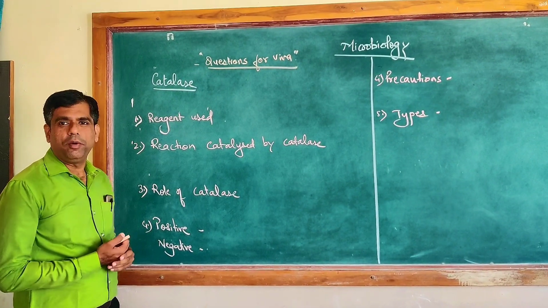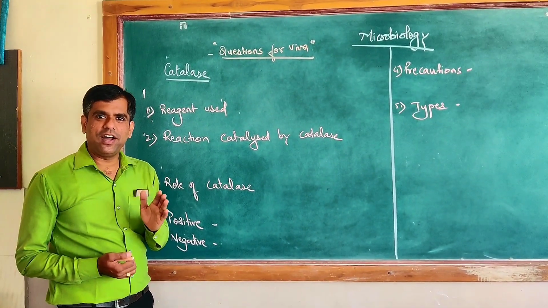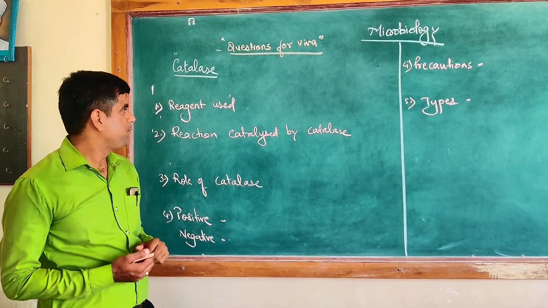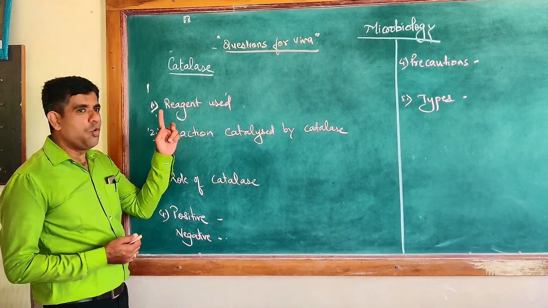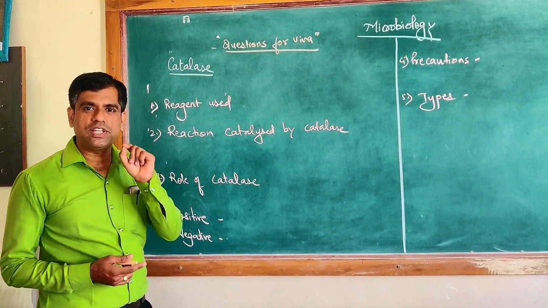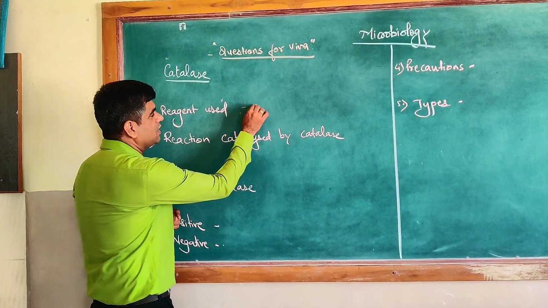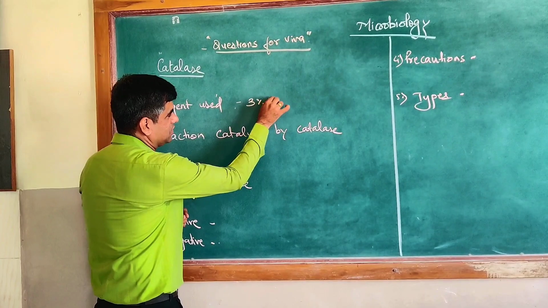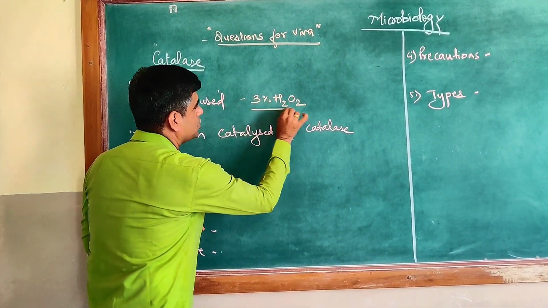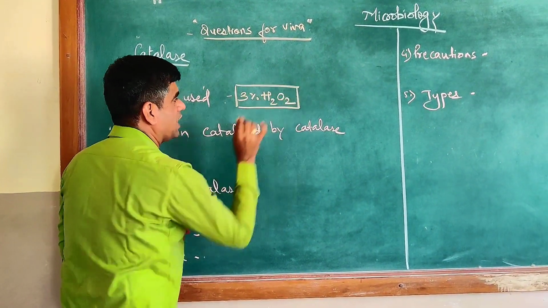So today we'll be talking about the questions asked for Viva in a typical Catalase test. Yes, so the first question says, what is the reagent used for the Catalase test? So here the most commonly used reagent is your 3% of hydrogen peroxide, 3% H2O2.